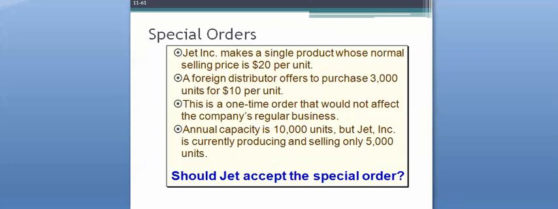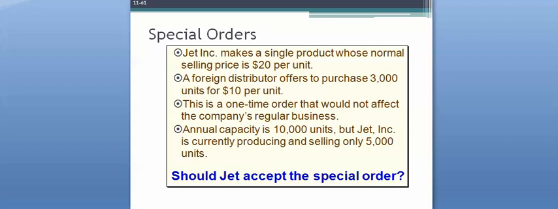Let's assume Jet Inc. makes a single product whose normal selling price is $20 per unit, and a foreign distributor offers to purchase 3,000 units for $10 per unit. This is a one-time order that will not affect the company's regular business, and annual capacity is 10,000 units, but Jet Inc. is currently only producing and selling 5,000 units. Should the special order be accepted?